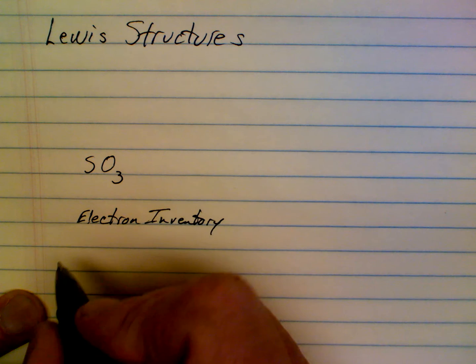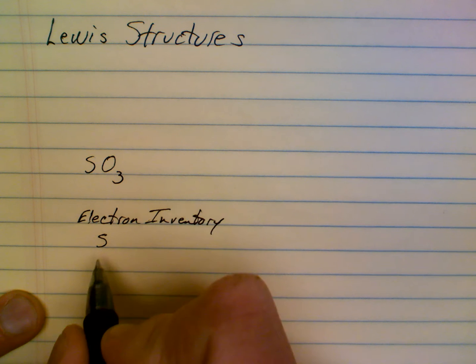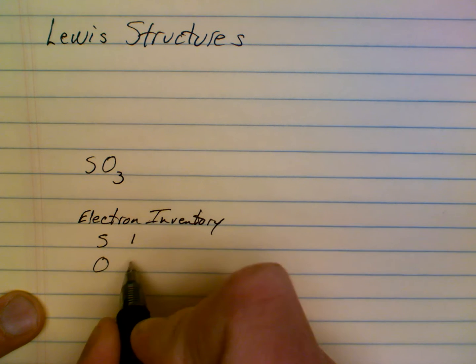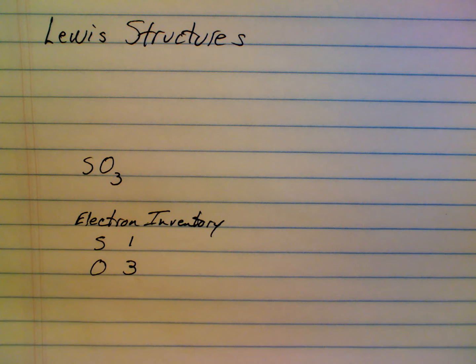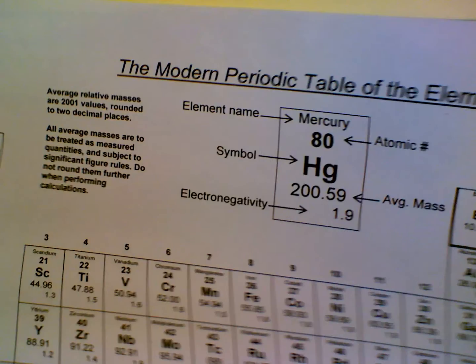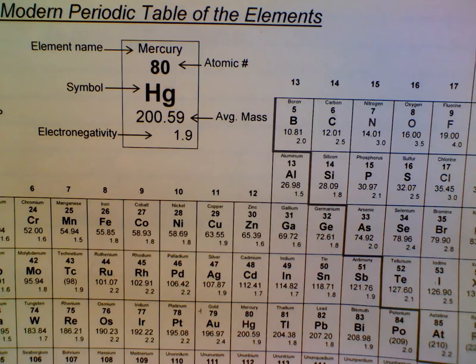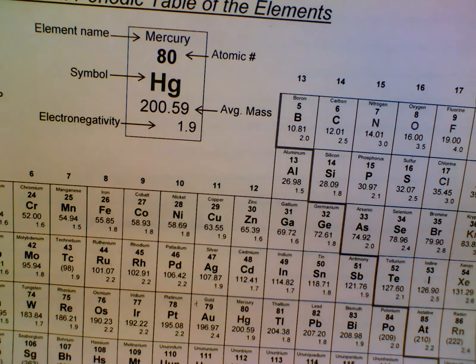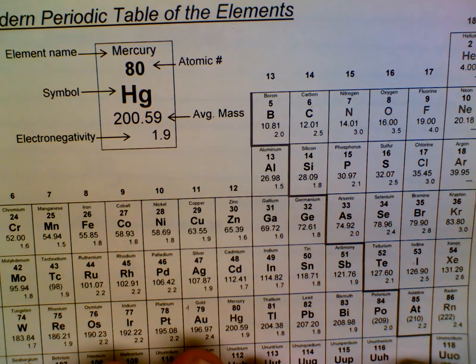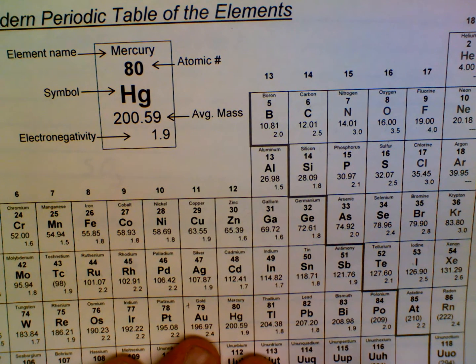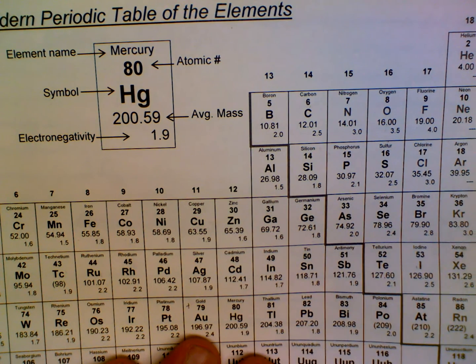So I look at each element. So we have sulfur in here, and we have oxygen, and we have 1 sulfur and 3 oxygens. And in this, of the sulfur and the oxygen, what we want to look at is their valence electrons. So if we were to look at this periodic table, we can see over here, here we have sulfur and oxygen on the far right.